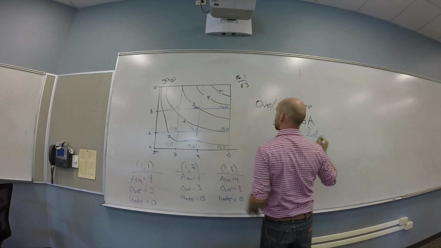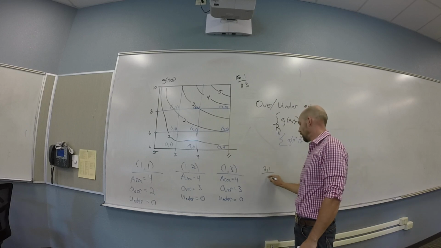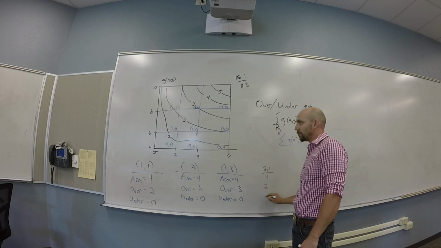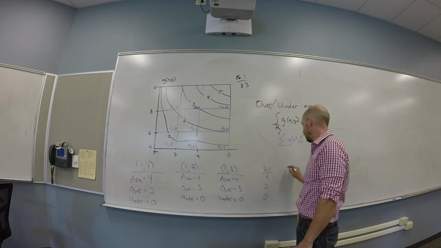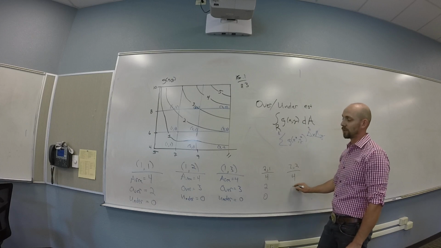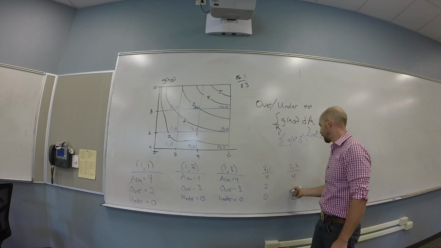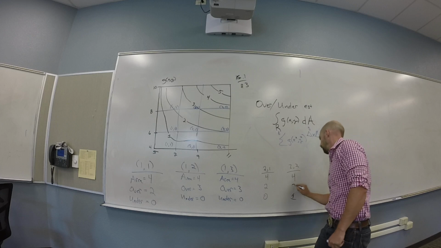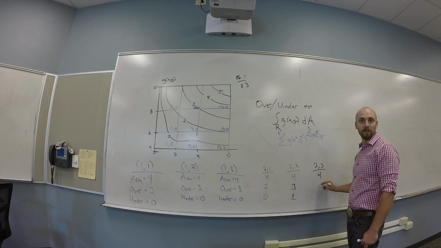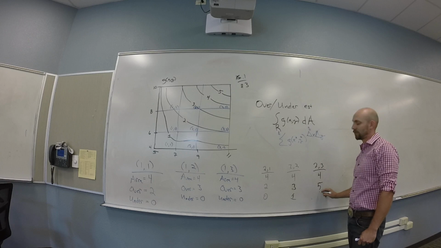So let's see, in your next row, so for the 2, 1 rectangle, you got an area of 4, right? Your overestimate is 2, and your underestimate is 0. In the 2, 2 rectangle, your area is 4. Your underestimate is 1. Oops, sorry, underestimate's 1. And your overestimate is, looks like 3 from this picture. And in the 2, 3 rectangle, your area is still 4, right? And your overestimate is 5. And your underestimate is 2.